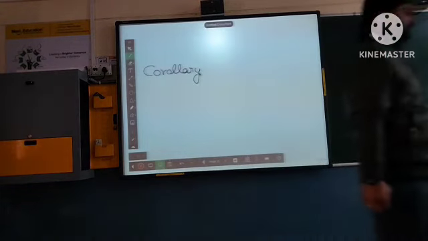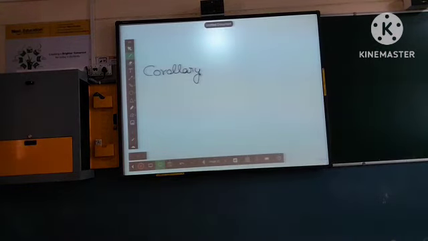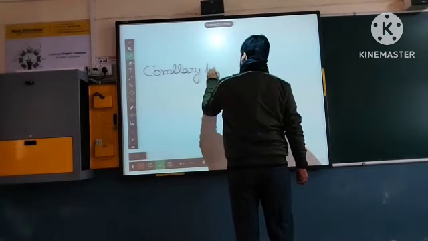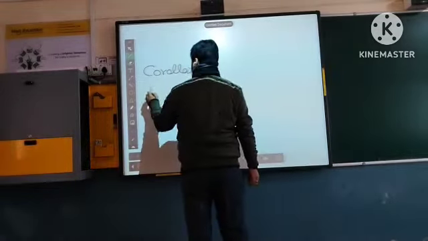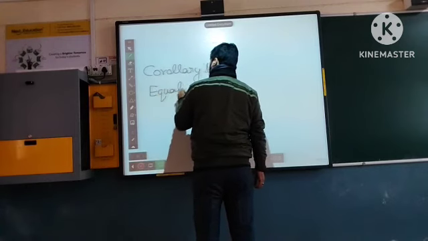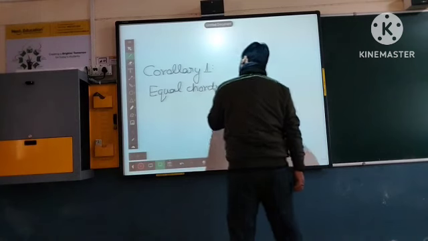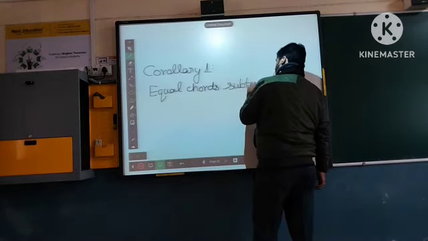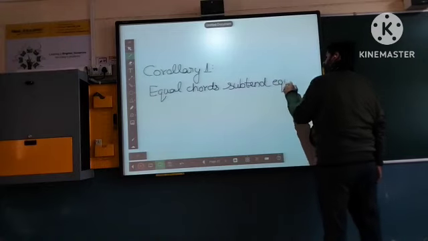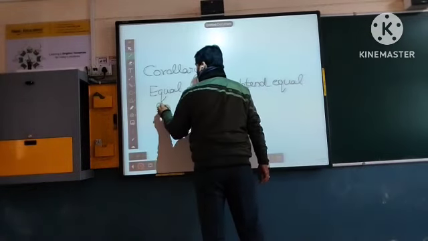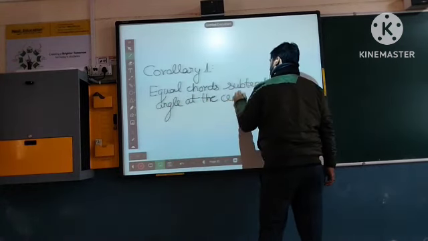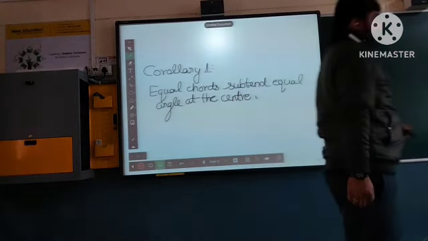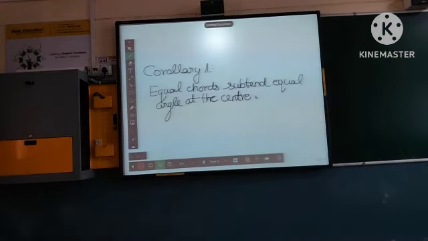Now corollary 1 and corollary 2. The first corollary is: equal chords of the same circle subtend equal angles at the center. Or you can say equal chords subtend equal angles at the center. This is the first corollary from theorem 15.7.